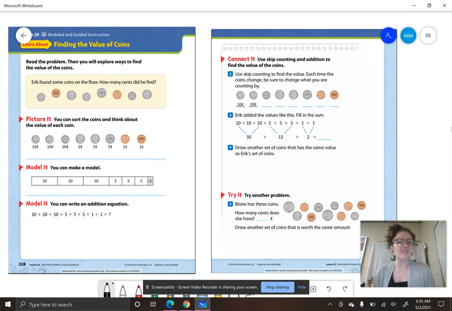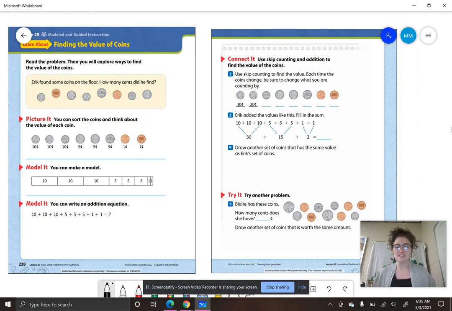Today, we are finding the value of coins and solving word problems with those values. So go ahead and get open to pages 228 and 229 in your instruction book, and let's get counting. All right, on page 228, it says, read the problem, then you will explore ways to find the value of the coins. It says, Eric found some coins on the floor. How many cents did he find?